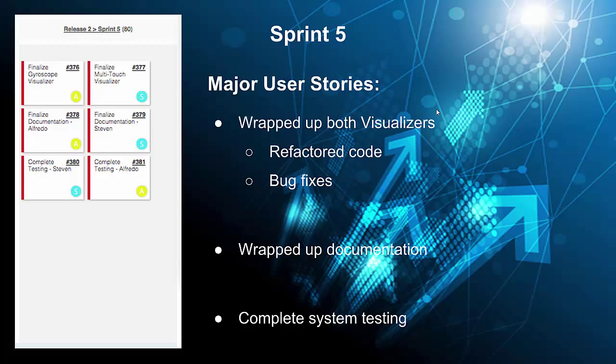Sprint 5 is the release sprint, and throughout this sprint, we wrapped up both of the visualizers. This included refactoring code, fixing bugs, wrapping up documentation, and completing our system testing, which was most of the unit testing that we had left over for features such as the algorithms in the multi-touch visualizer and the rotation mapping for the gyroscope visualizer.